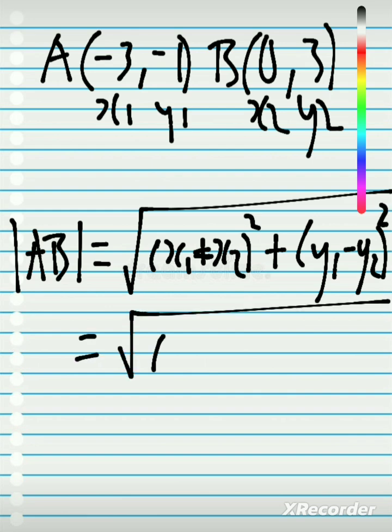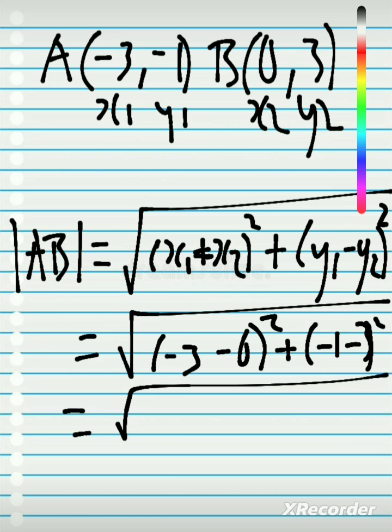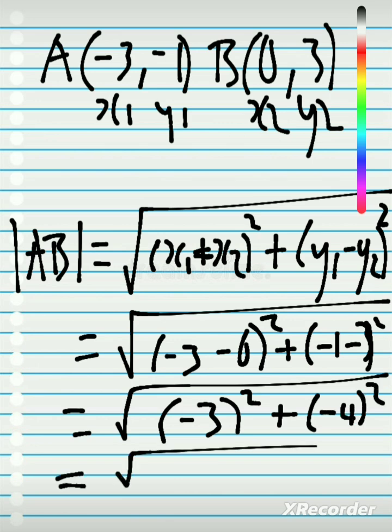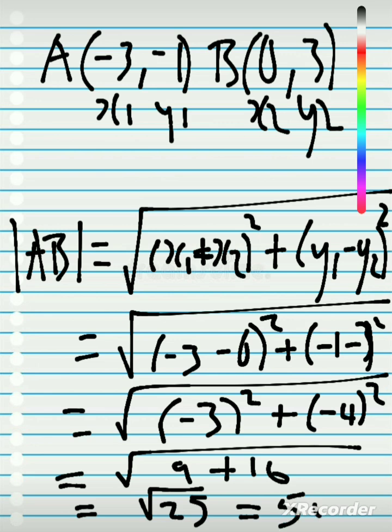So x1 is negative 3 minus x2, which is 0, squared, plus y1, which is negative 1, minus y2, which is 3, squared. Okay, so it becomes negative 3 squared, plus negative 4 squared. So this becomes 9 plus 16, which is 25. Square root of 25 is 5 units.